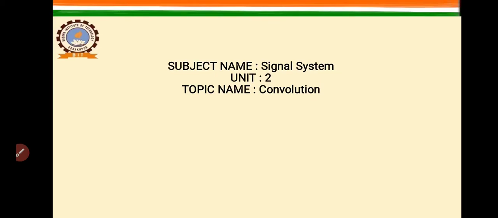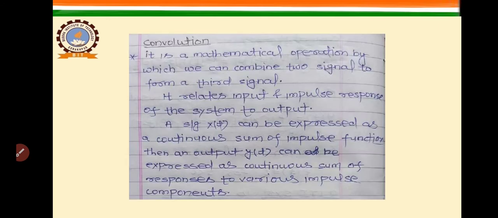In the previous lecture, we have seen the basic concept of an LTI system. In this lecture, we will discuss the concept of convolution for the continuous time signals. So, convolution operation basically is a mathematical operation by which we can combine two signals to form a third signal.